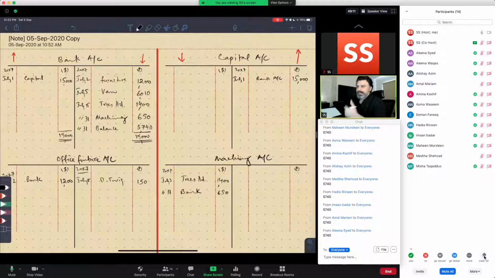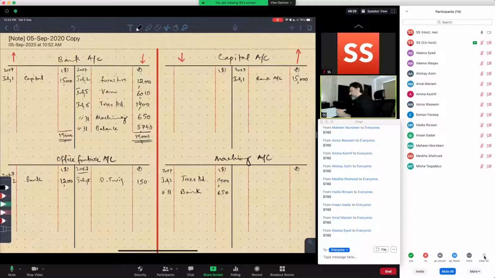A balance is simply the difference between the two sides. And where do we insert the balance? Whichever of the two sides is lighter in weight. Right, Amal? Amal, I did not receive your feedback. Okay, good.